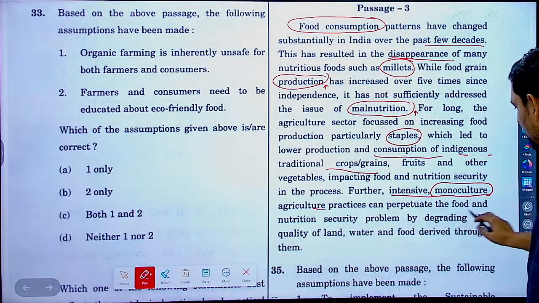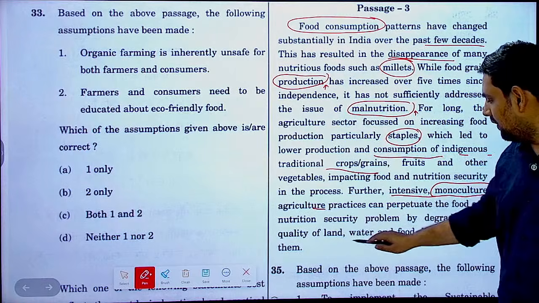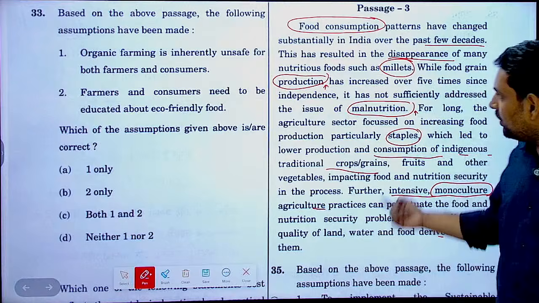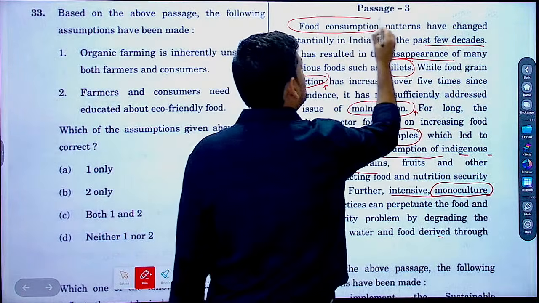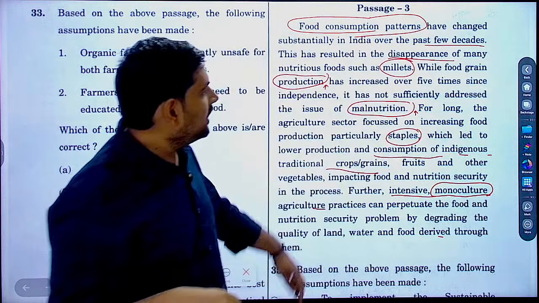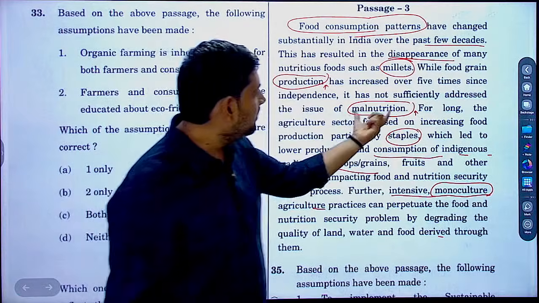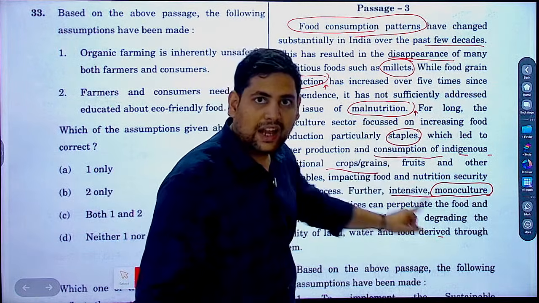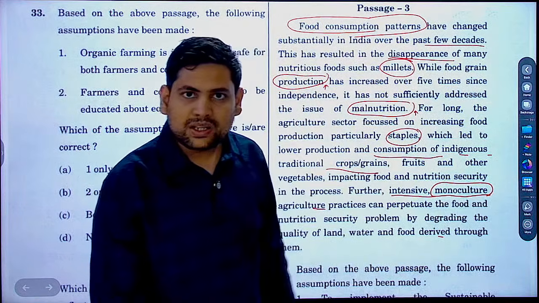Agricultural practice can perpetuate the food and nutrition security problem by degrading the quality of land, water and food derived through them. Correct? So what are the issues it talks about? It talks about food consumption patterns changing. Correct? Then it talks about disappearance of millets. The production has increased in India, but malnutrition has also increased. Why? Because we have focused overly on staples and monoculture. Can you see, just by these 5 words, you can summarize the passage?